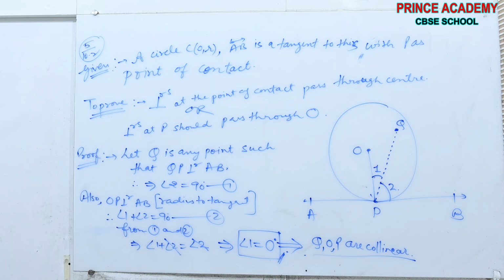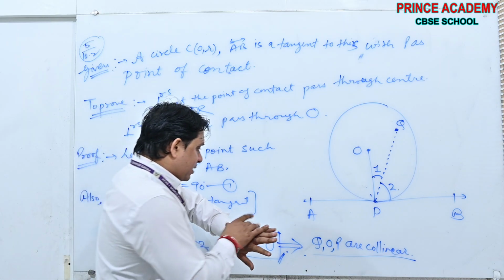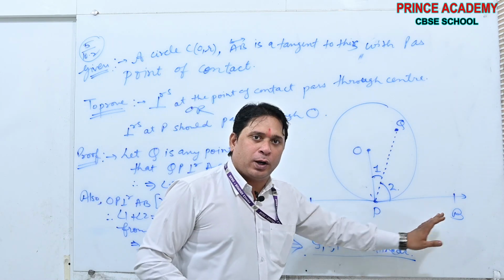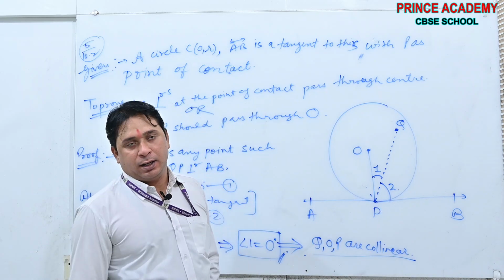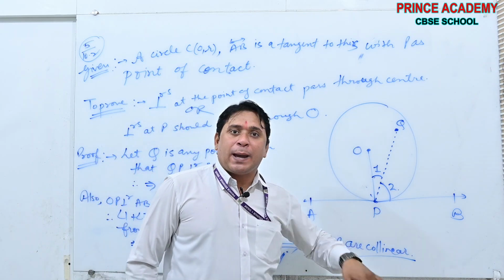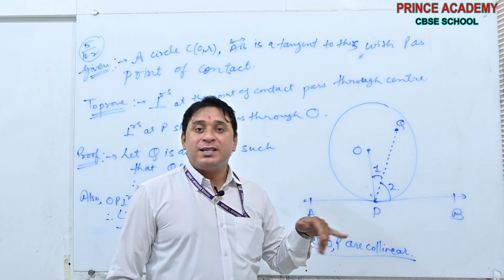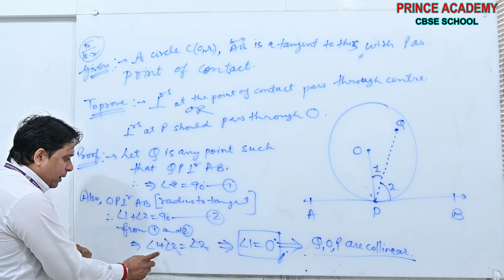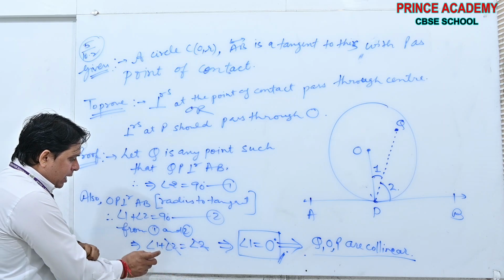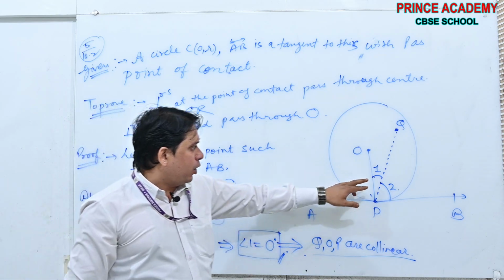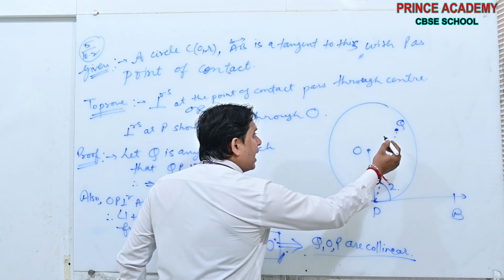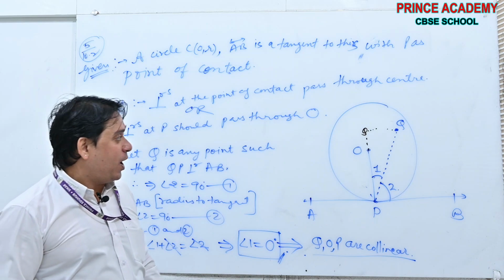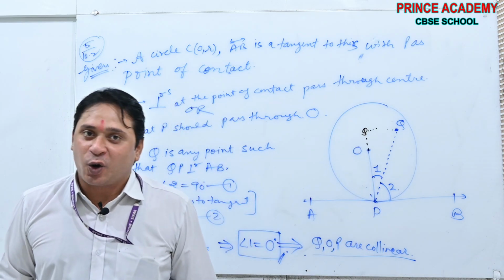Okay, done beta. Once again I am repeating the theorem. I assumed QP is perpendicular to AB, therefore angle 2 became 90. OP is perpendicular to AB, this is the fact. 1 plus 2 is 90, angle 2 is 90. Comparing these, 1 plus 2 is equal to 2. 2 will cancel 2, angle 1 is 0. Angle 1 is 0, it means Q is not here. Actually, Q is here. That's why the angle is 0, and in this case, O, P, Q are collinear.